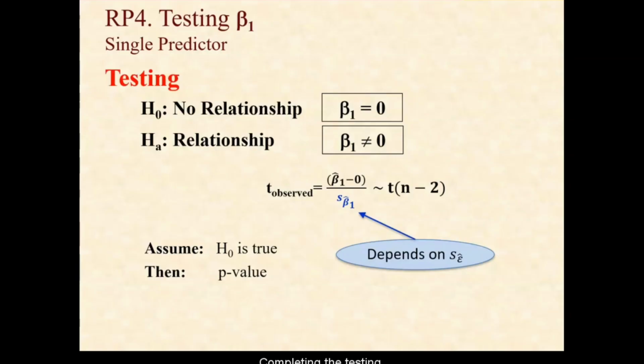Completing the testing, we can use the t-observed value and the t-distribution to find our p-value, which is the area above t-observed and the corresponding area in the opposite tail, since this is a two-tailed test. The p-value is then interpreted in the usual way as the probability of getting a sample result as extreme as beta 1 hat in either direction, if in fact there is no linear relationship between x and y.